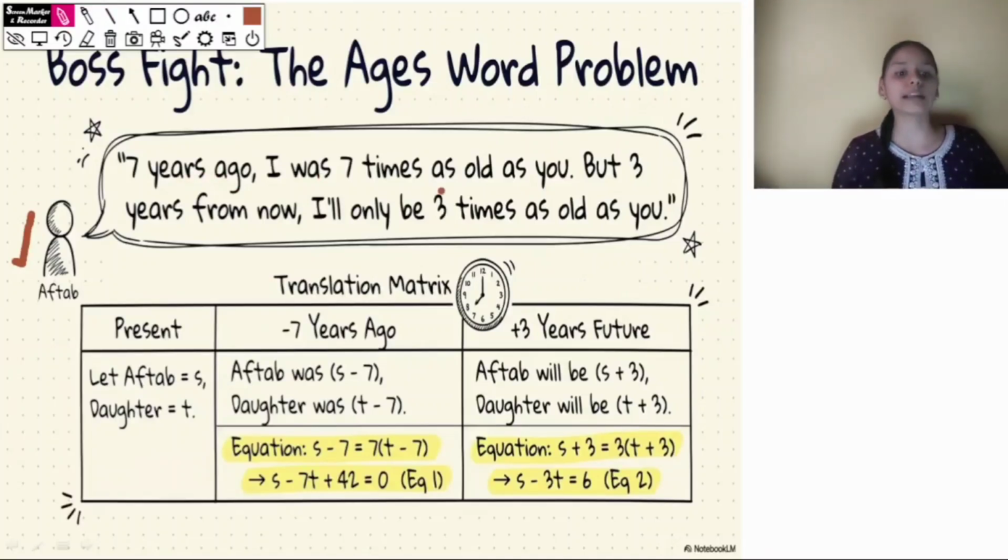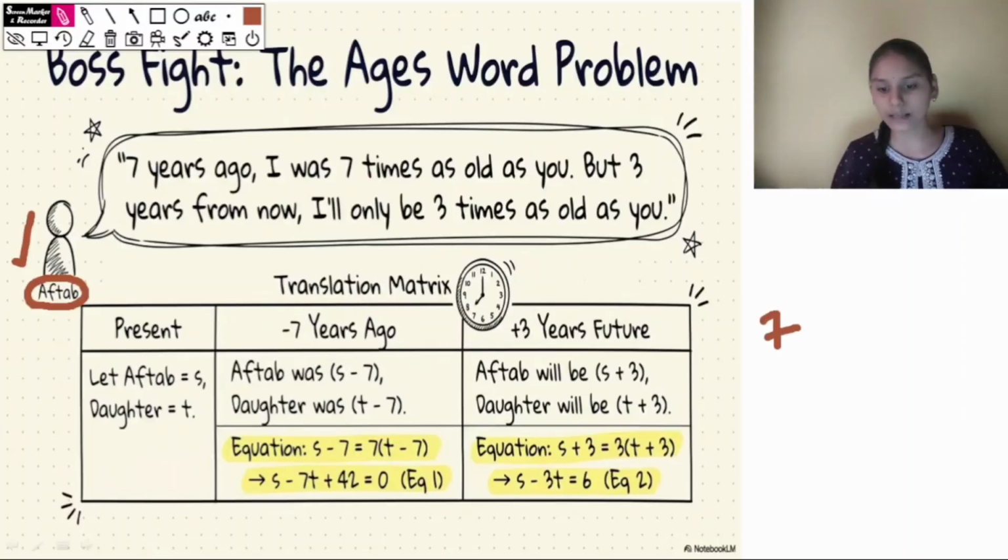7 years ago, I was 7 times as old as you, but 3 years from now, I'll be 3 times as old as you. What is the father telling? So instead of Aftab, keep your father's name. Your father is telling you: 7 years ago, I was 7 times as old as you.